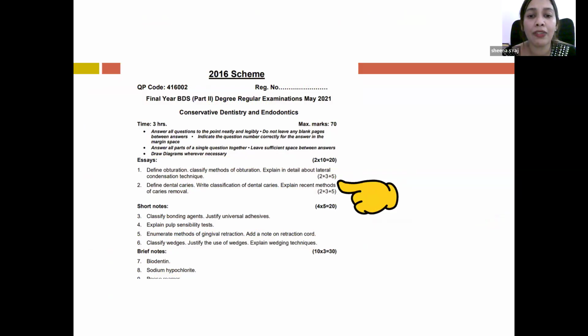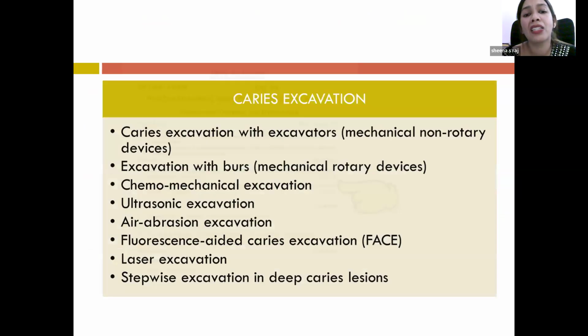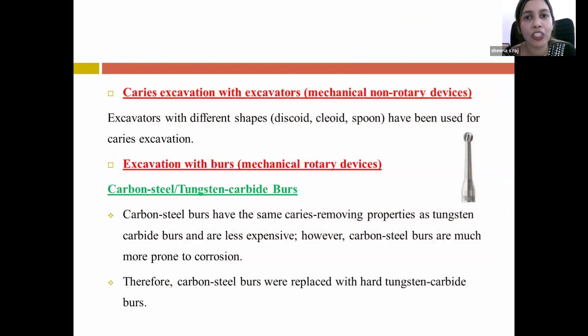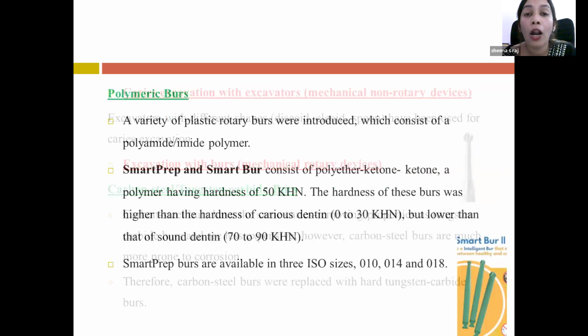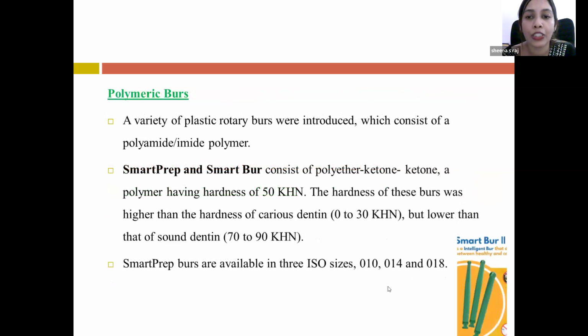Next, a very important classification is the method of caries removal or caries excavation. Please note this again, a very important question as I told. First are the mechanical methods, like the burrs we use. First of all, we can use excavators like the discoid, cleoid, and spoon excavator. Then come the mechanical rotary devices. As you can see, the burrs: carbon steel burrs and tungsten steel burrs. Polymeric burrs are made of plastic, as you can see in this image, like polymers or imide polymer. Examples of polymeric burrs are SmartBurr and SmartPrep.